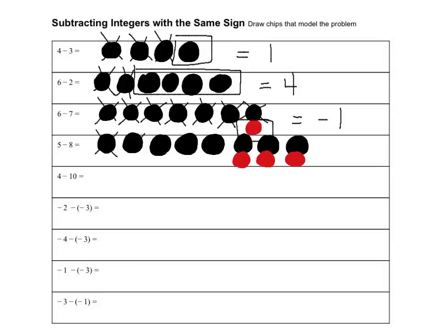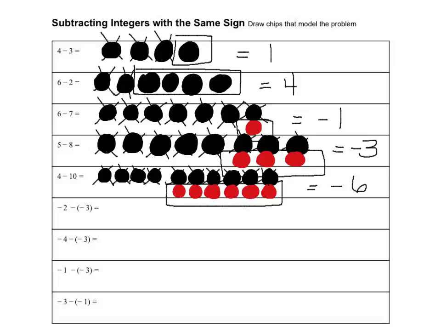So now I can start Xing out my 8. This would be 5, 6, 7, 8. So all my blacks are gone. It gives me 3 reds left over, because 3 are negative. My final answer of 5 minus 8 is negative 3. See if you can do 4 minus 10 completely on your own.